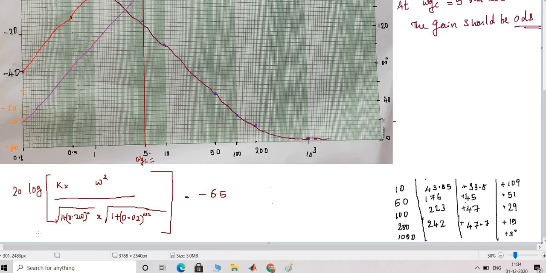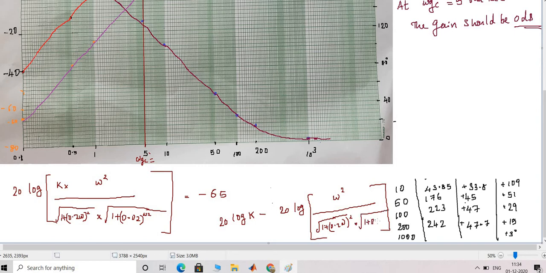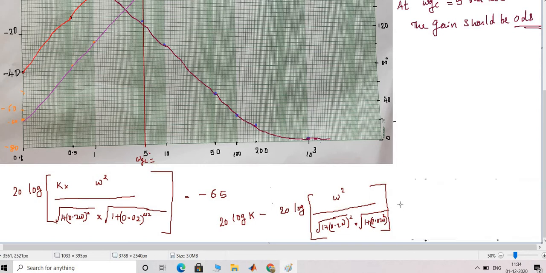Okay, so I can rewrite this equation as 20 log K minus 20 log of omega square divided by 1 plus 0.2 omega square into 1 plus 0.02 omega square, which is equal to minus 65 dB.